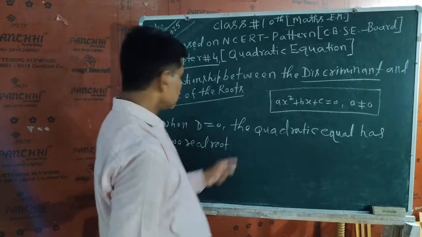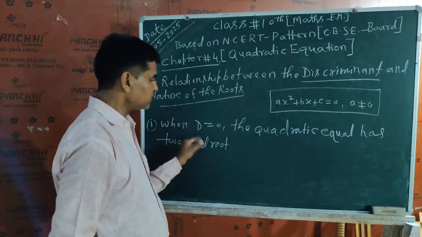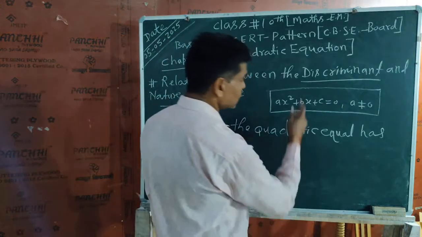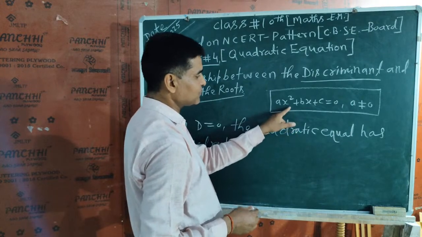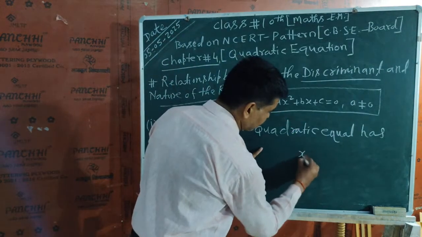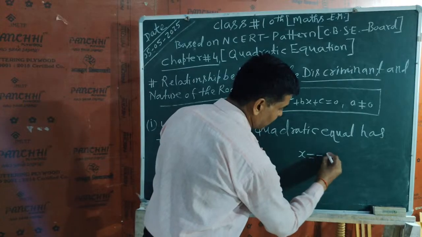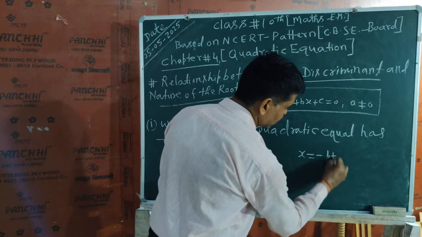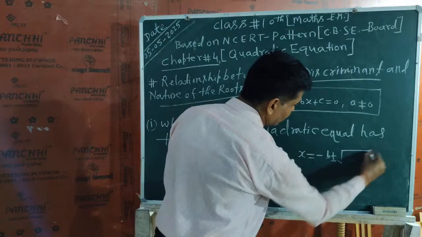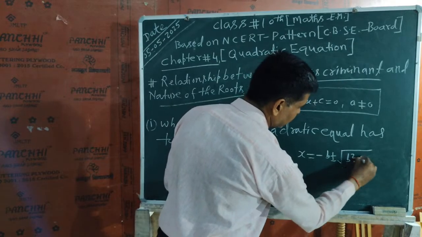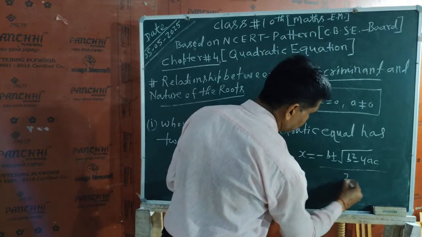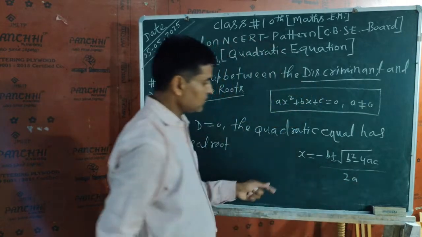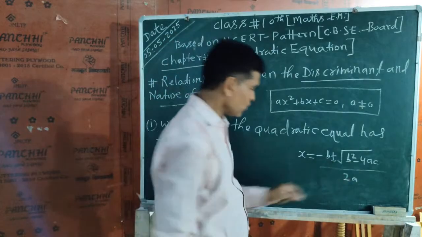Okay, students. So here, what is the concept of D? Already I have told you in the previous class. If I have to get its roots, I will get them as: minus b plus minus root under b square minus 4ac, divided by 2a. Okay, student. In other words, here I am going to write or.